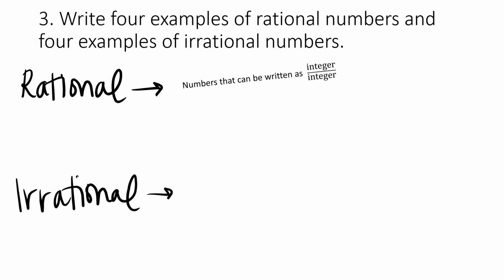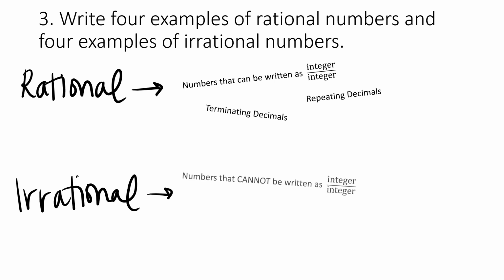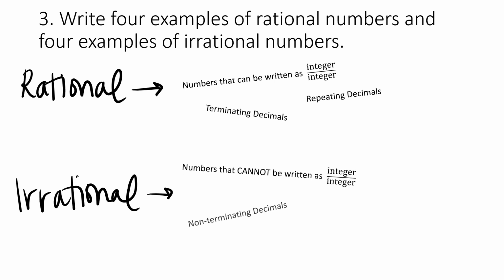And then our little cheat sheet or hint for ourselves is that the terminating decimals and the repeating decimals are also rational numbers. And irrational numbers are just the opposite of rational numbers. So these are numbers that cannot be written as an integer divided by an integer. And they are non-terminating decimals, meaning they go on forever. They do not end. And they're non-repeating, so they have no patterns that can be identified. All right, so many answers possible there, but that should give you some direction.